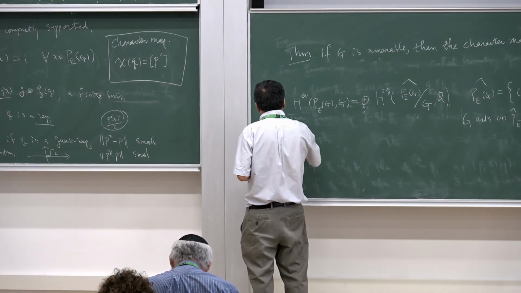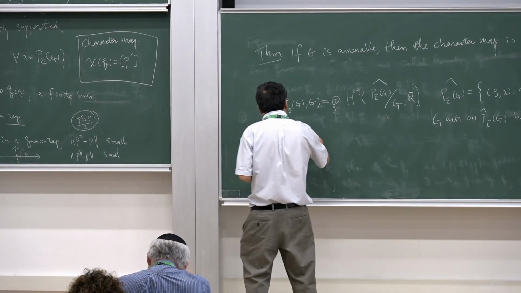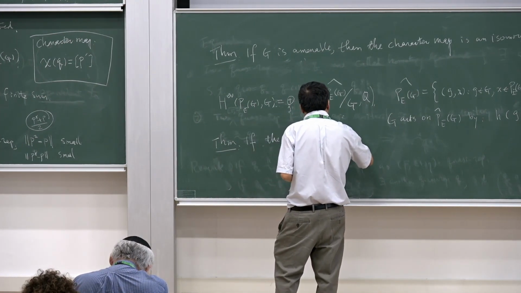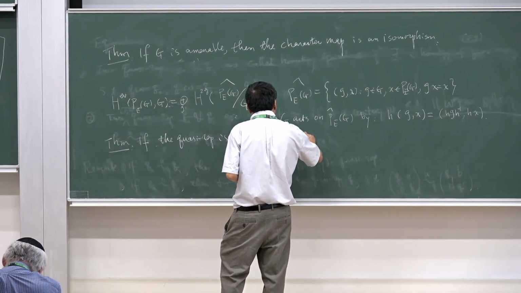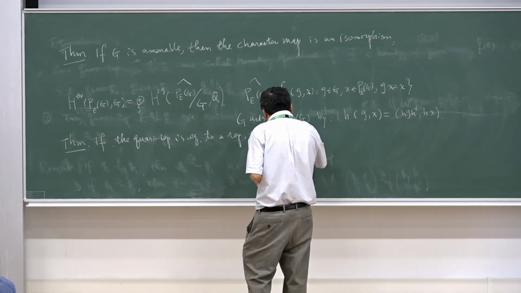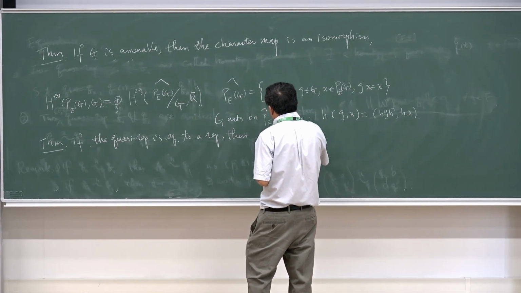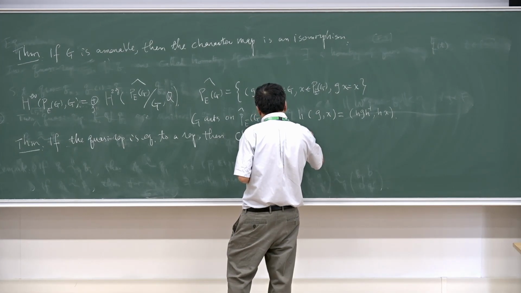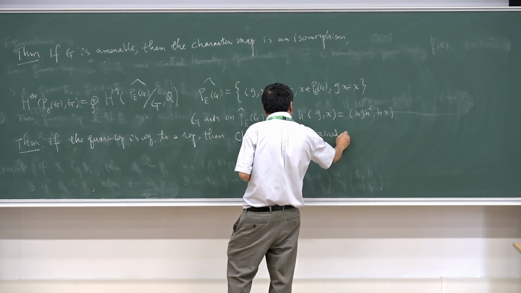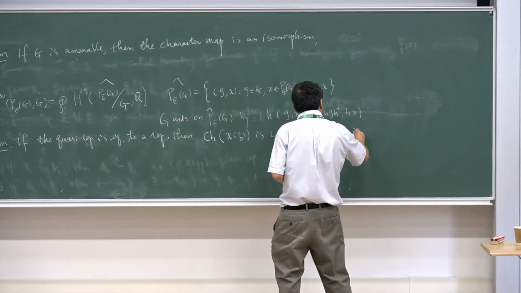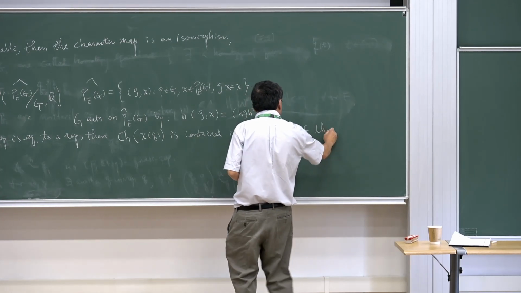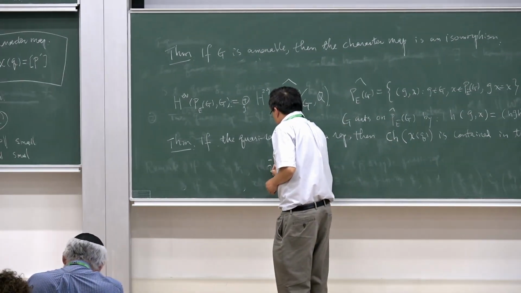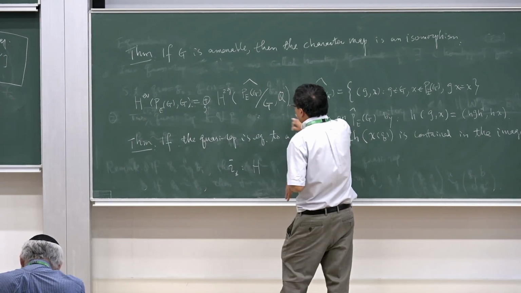So in general, our construction is that if the quasi-representation is equivalent to a representation, then the chain character of the quasi-representation is contained in the image of the inclusion map. So the inclusion is the zero-dimensional component.